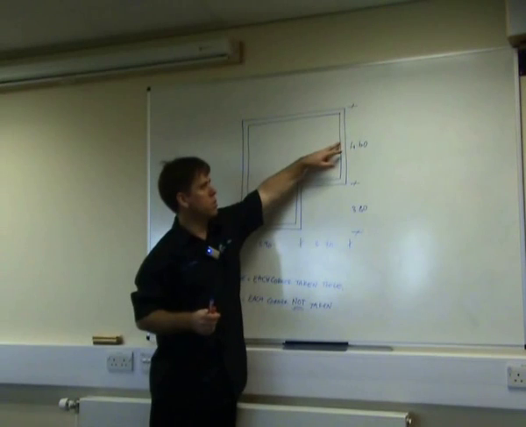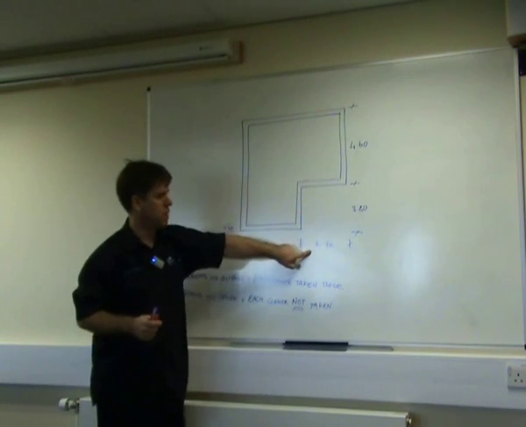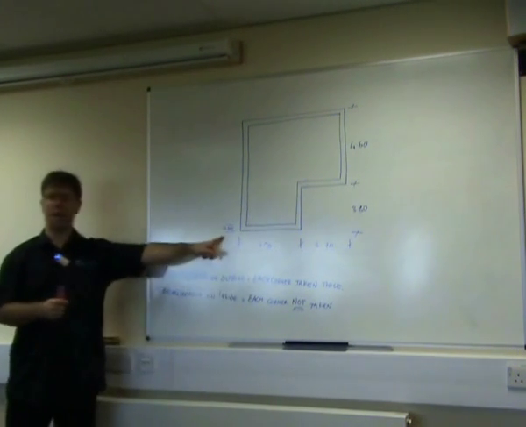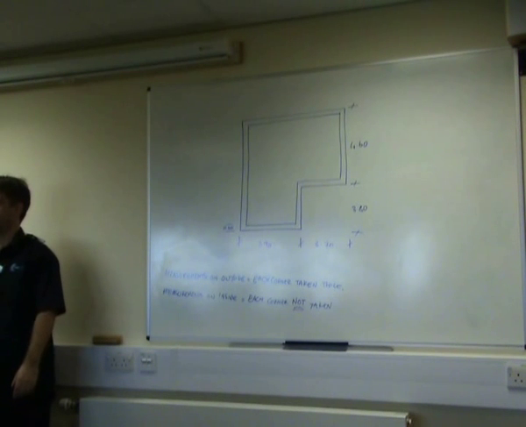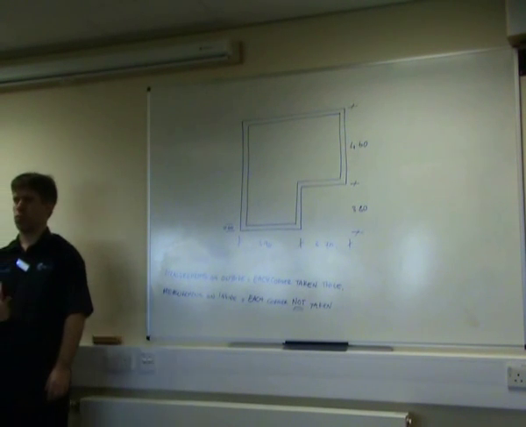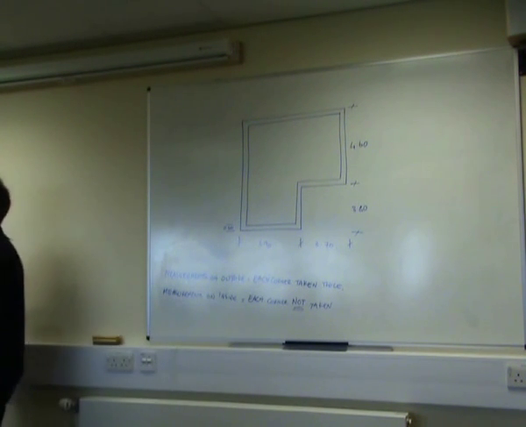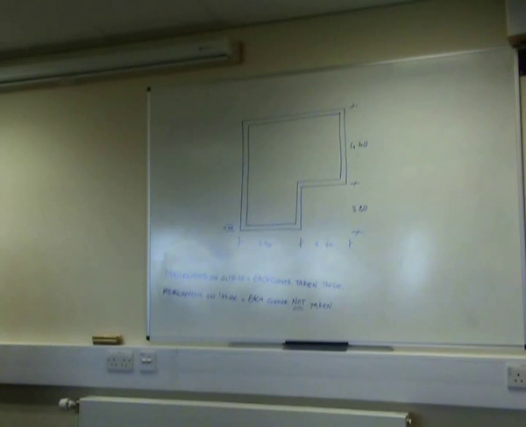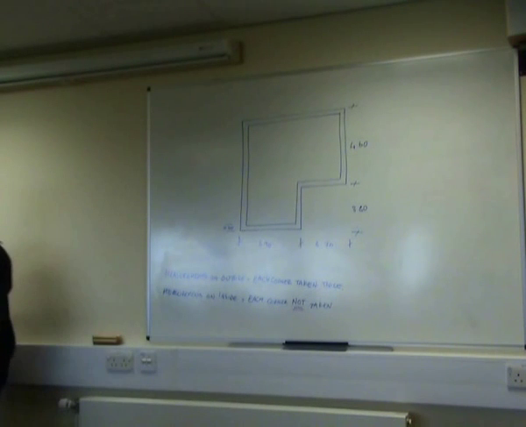Yeah, 4.60, 3.80, 3.70, 3.90. It's 0.6 the width. Now remember what I told you about measurements inside and measurements outside of the corners. That's the trick to this.